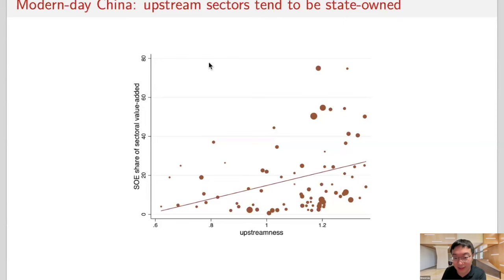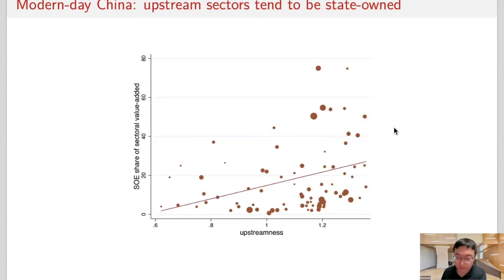The state is not only selectively privatizing the downstream sectors, but they're also building new plants in these upstream sectors. It's evidence of active government intervention in these sectors. Okay. So, one question in the audience: is the upstream, downstream categorization in terms of industry or firms within industries? Yeah, all of these are in terms of industry.